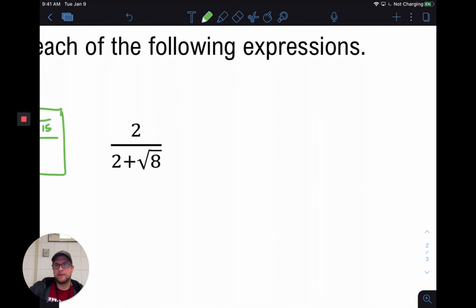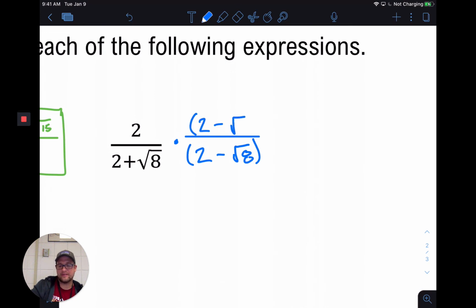Looking at the next problem here, we have 2 plus the square root of 8 in the denominator. So in order to get rid of that, we want to multiply by, not equals, times 2 minus the square root of 8. Since this was positive, this needs to be negative, or minus. In our numerator, we will have 2 minus the square root of 8. And again, these are all quantities, which is why you're seeing me put parentheses around everything.